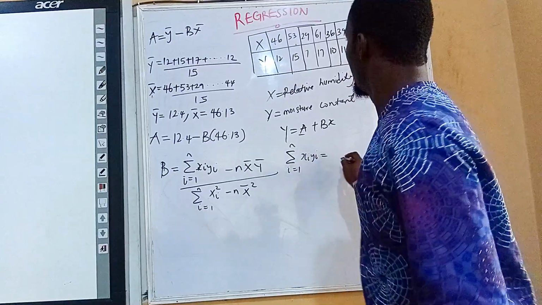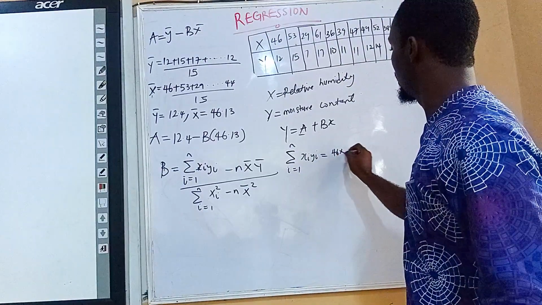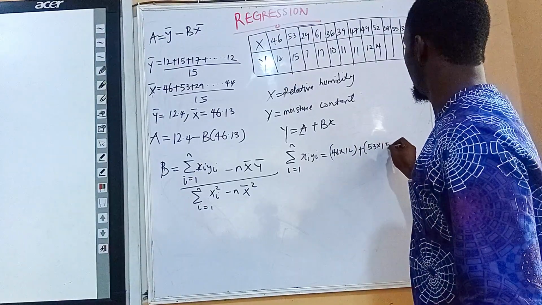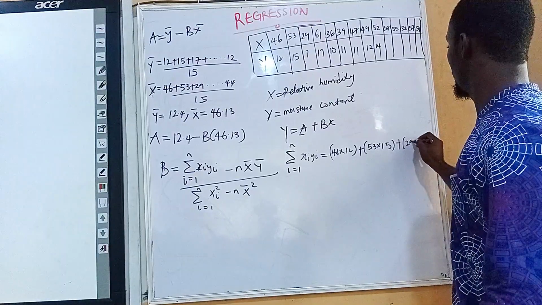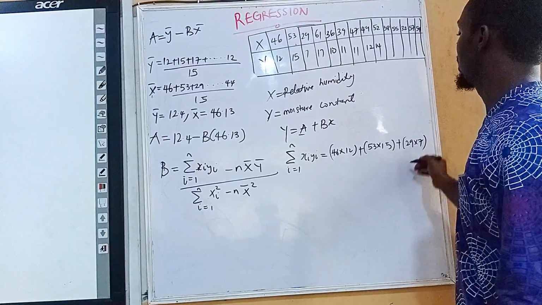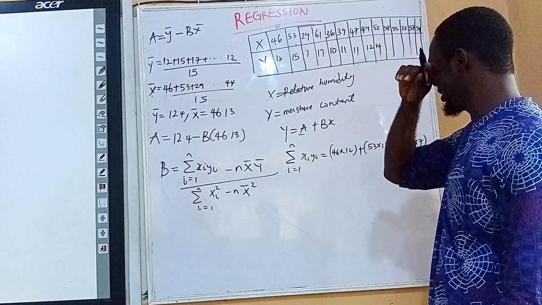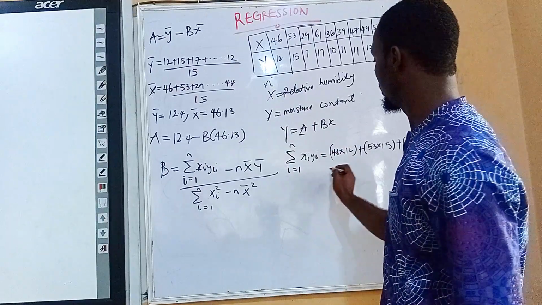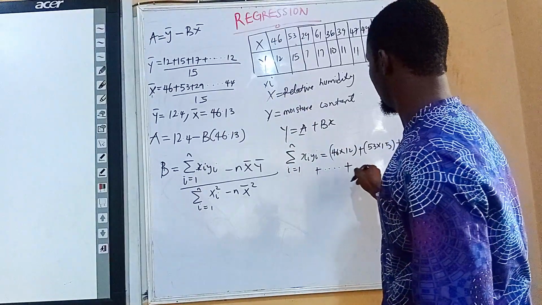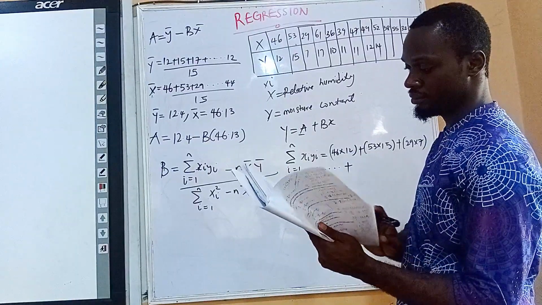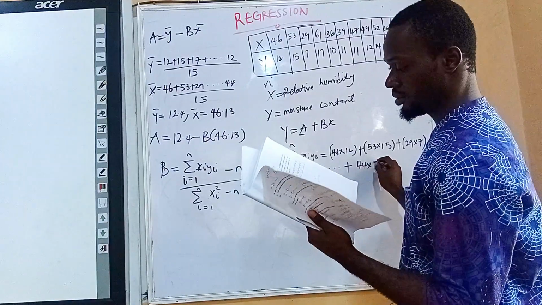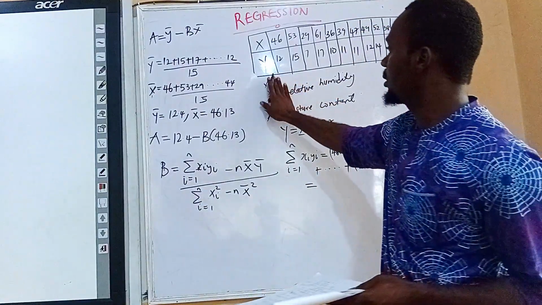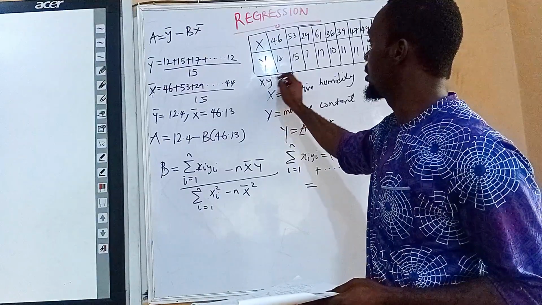46 times 12 plus 53 times 15. I think it's better to form a table. Just create an extra table and make S Y. The last one will be 44 times. So we can form an extra table here of S and Y.